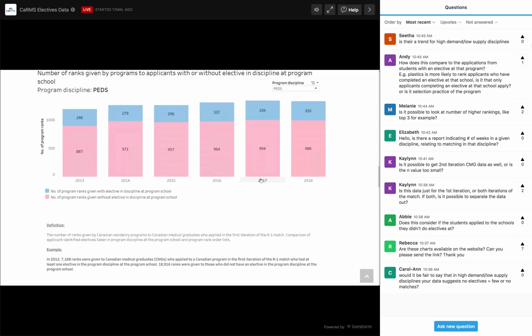Okay, so again, the question's asked about, are the charts available on the website? They're not available on the website yet, but on Monday they will be, and you will all get a link to that. If for whatever reason you don't get a link, or you're sharing with your colleagues and friends, just let them know that when they go to the CaRMS.ca website and navigate to the data portion of the website, this electives data will be there. I don't have a precise time on Monday, but Monday end of day would be a safe bet.